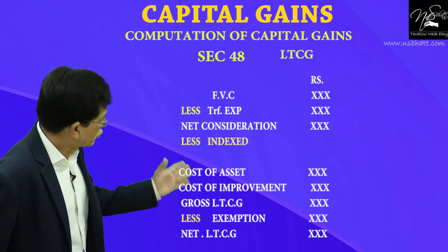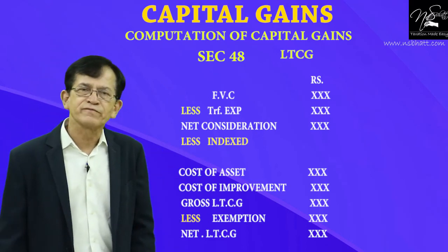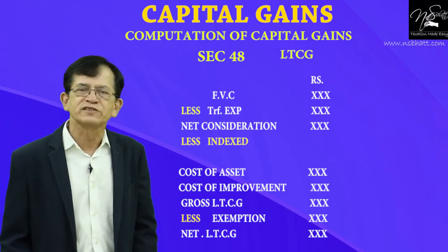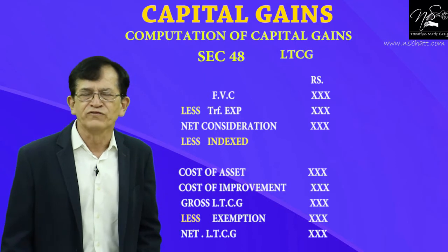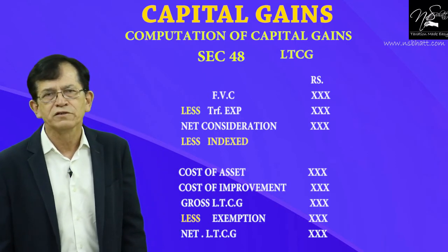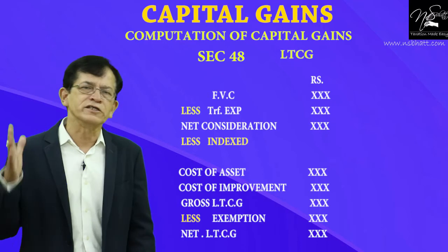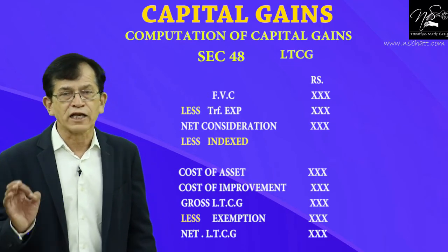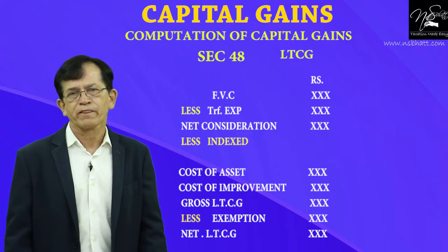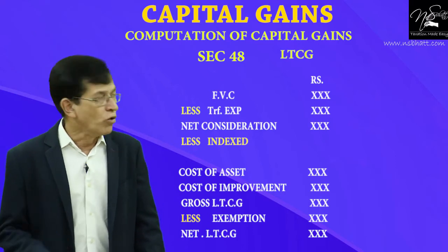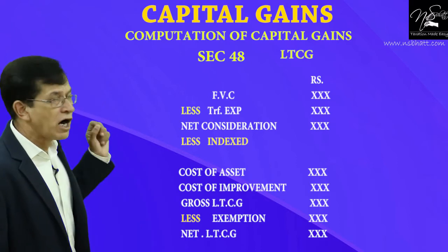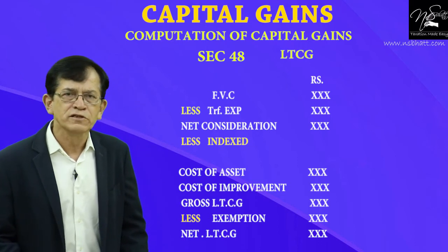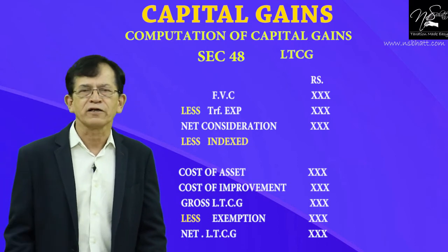Again, I will get gross long-term capital gains, from which again I have a series of exemptions which I can minus, from 54 onwards to 54GB. I have to be very selective depending upon conditions which are satisfied. I think I will be able to calculate the long-term capital gains. Section 48 only tells me how to calculate capital gains if the asset is a short-term or a long-term capital asset.